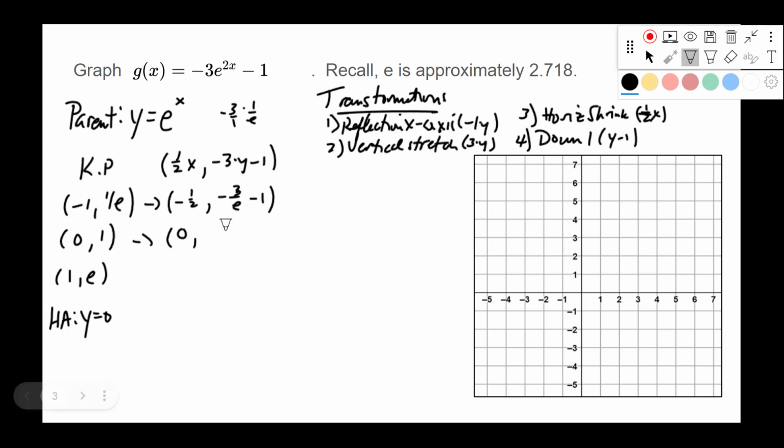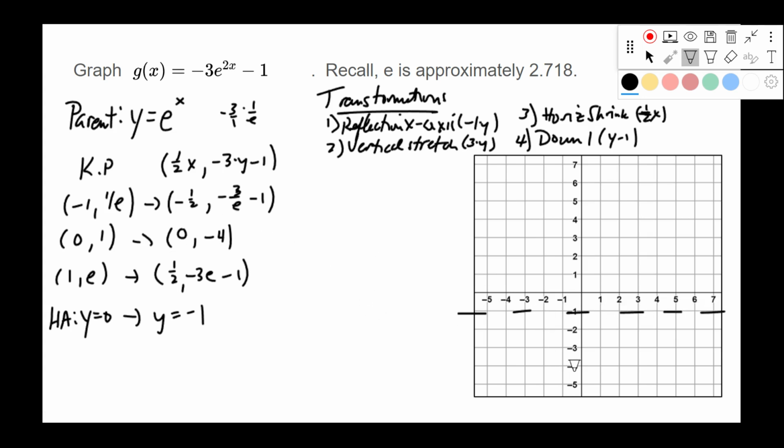1 times this is negative 4. And then 1 comma e goes to 1/2 comma negative 3e minus 1. All right. And then my horizontal asymptote, y equals 0. If I multiply 0 by negative 3 and subtract 1, it ends up at y equals negative 1. So here's my horizontal asymptote. There it is. I'll draw it there.